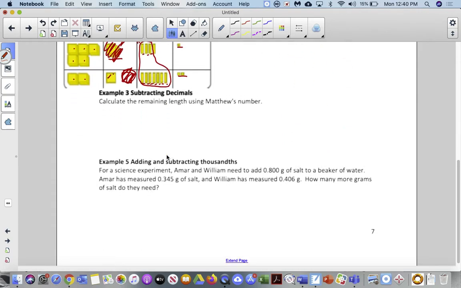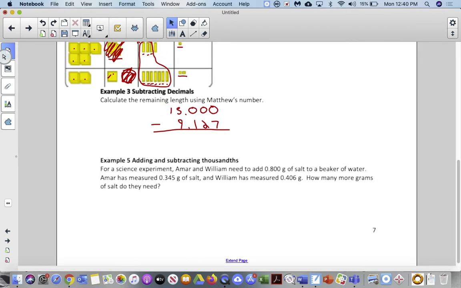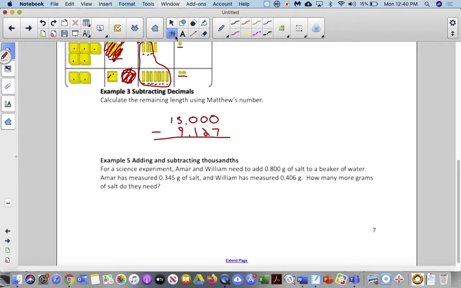Calculate the remaining length using Matthew's numbers. So I had 15.000 subtract 9.127. Clearly, you can't subtract 7 from 0, 2 from 0, or 1 from 0. So I'm going to have to borrow. So I'm going to cross this 1 off and make it 0. That's going to make this 15. Cross it off. That makes it 14. That makes it 10. Cross that off. Make it 9. Make this 10. Cross that off. Make it 9. Make that 10.